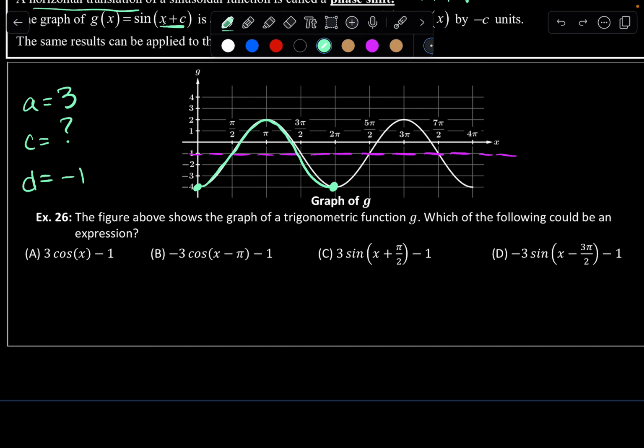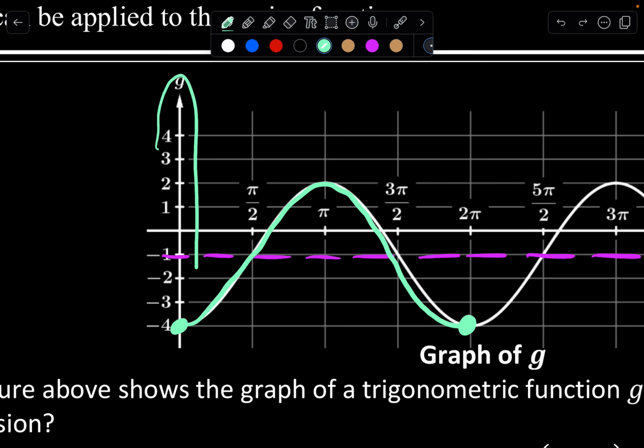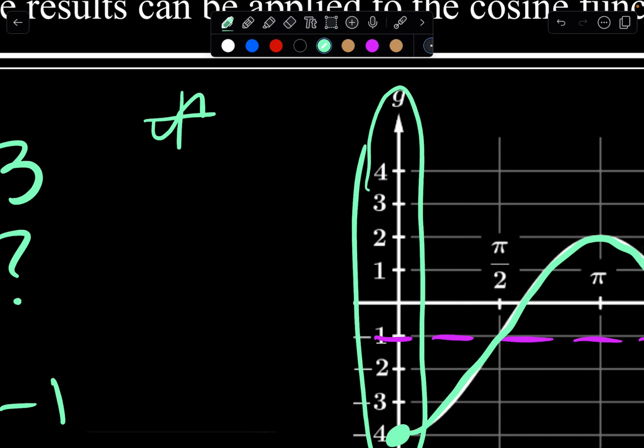To determine what function you're using, you have to zoom in to the y-axis, and you have to think about your parent functions for cosine and sine. The parent function sine increases through the y-axis, while cosine hits a maximum. So this is positive sine, and this is positive cosine.